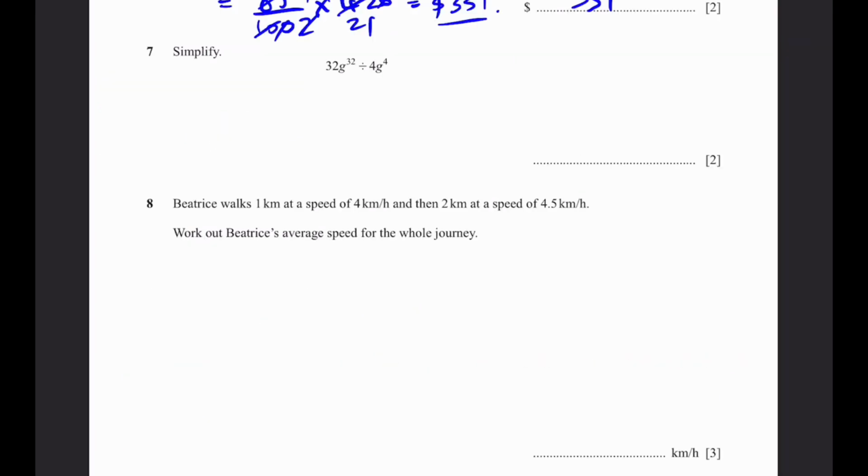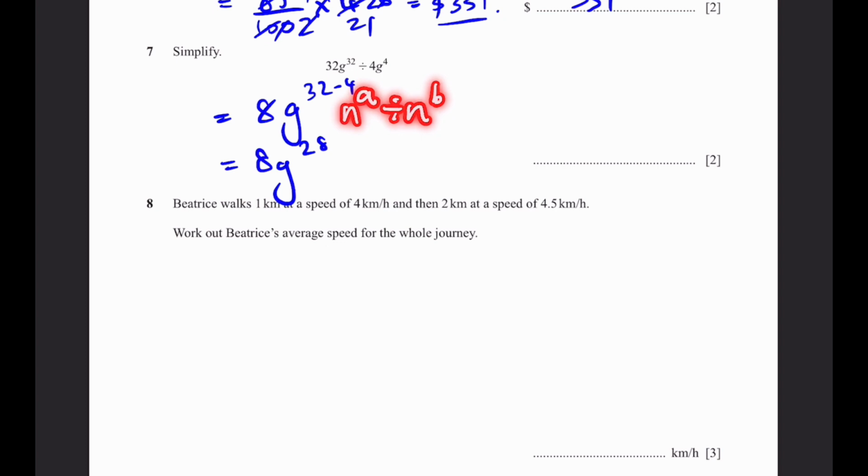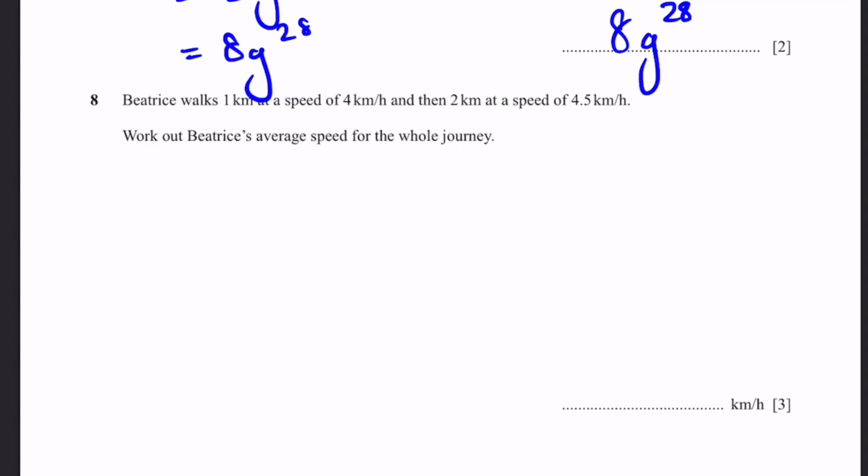Question 7. Simplify 32g to the power 32 by 4g to the power 4. That will be equal to 8 because 32 by 4 is equal to 8. 8g to the power of 32 minus 4 due to exponent laws. If you do not know, I will just tell you right now, which is n to the power of a divided by n to the power of b is equal to n to the power of a minus b. This is exponent law. And that's why 32 minus 4 over here, because g to the power 32 divided by g to the power 4 is g to the power 32 minus 4, which is g to the power 28, and multiplied by 8 to get this. That's the answer.